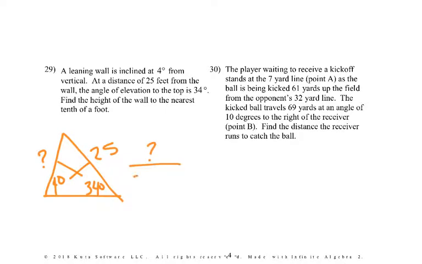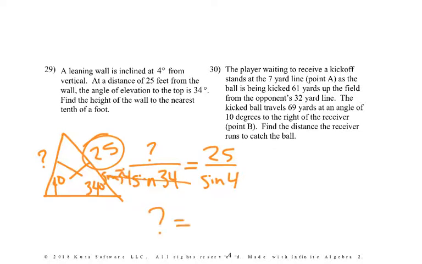So the side length over sine of 34 would equal our side length over the sine of 4. So we times by the sine of 34 on both sides, type that into our calculator, and we get the length of the wall. So 25 divided by sine of 4 degrees times the sine of 34. And we get 200.4 feet.